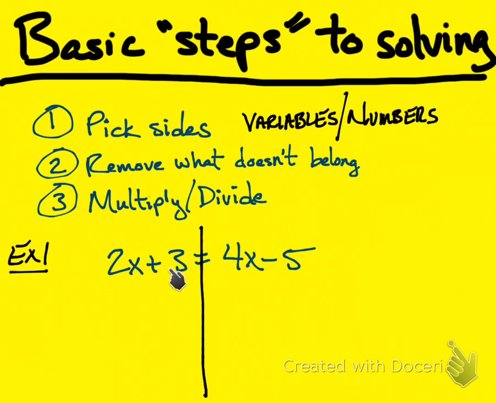So with this, I usually like picking the side with more of my variable as my variable side. So this has 4 x's, and that's more than 2 x's. So this is going to be my variable side. I'm just going to write variables up here. Okay, and you should be doing this along with me. And since that's my variable side, this is going to be my number side.